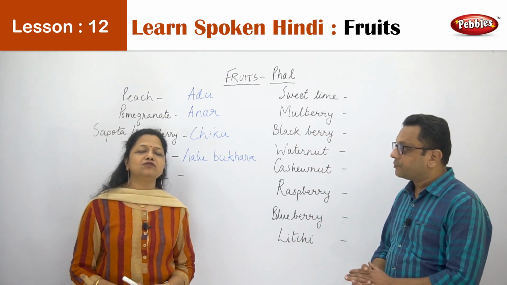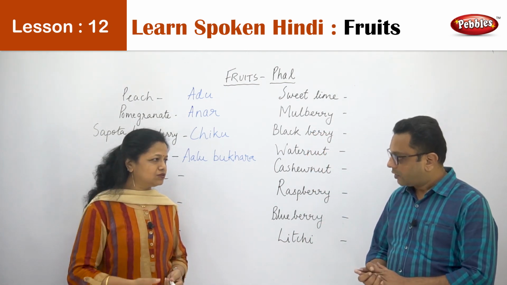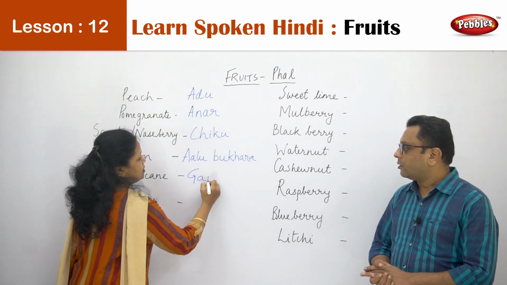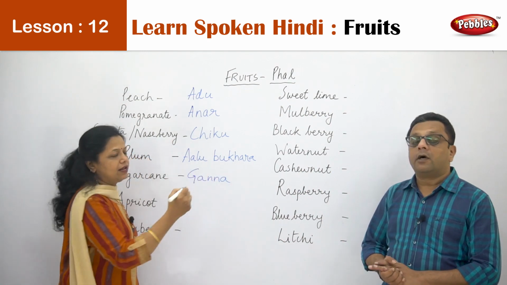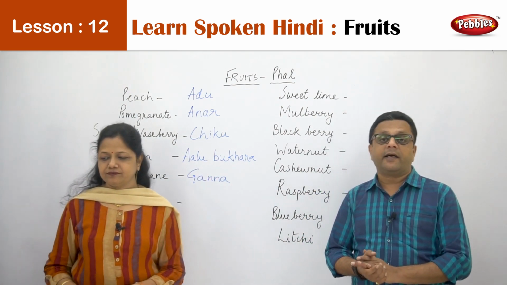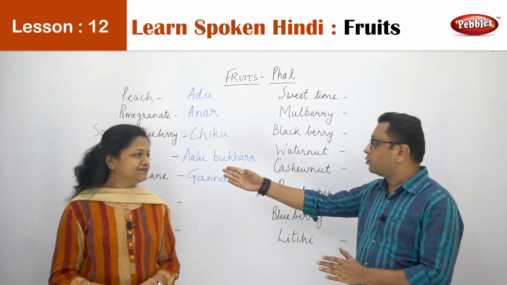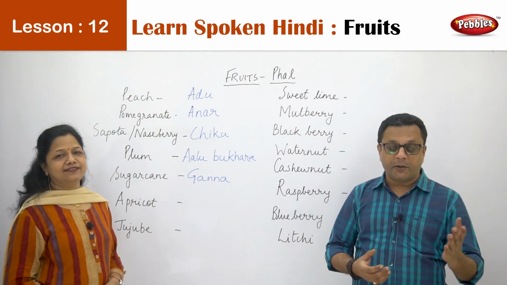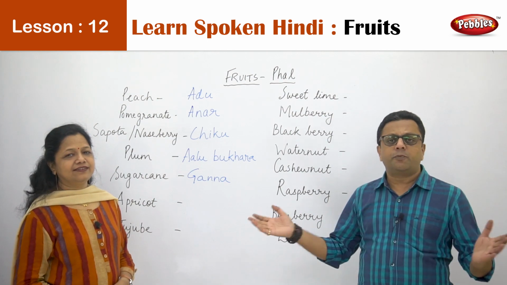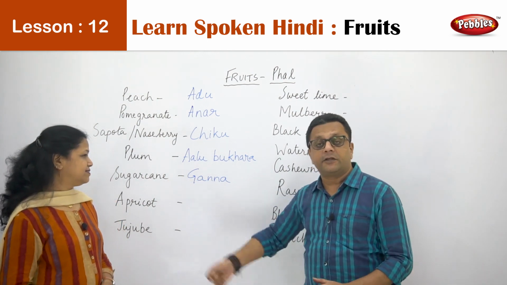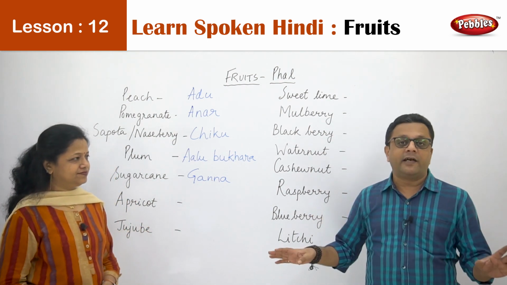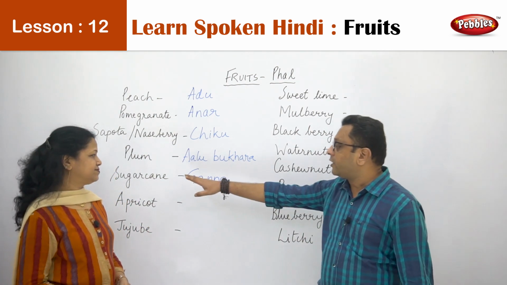Okay. So next is the sugar cane. Now sugarcane is also a fruit which is eaten. Sugarcane juice also is taken. So in Hindi it is called ganna. Now India, as you know, is the leading country in sugarcane production. If you go to Maharashtra state and UP, there are huge plantations of sugarcane, and it is a very, very big industry.